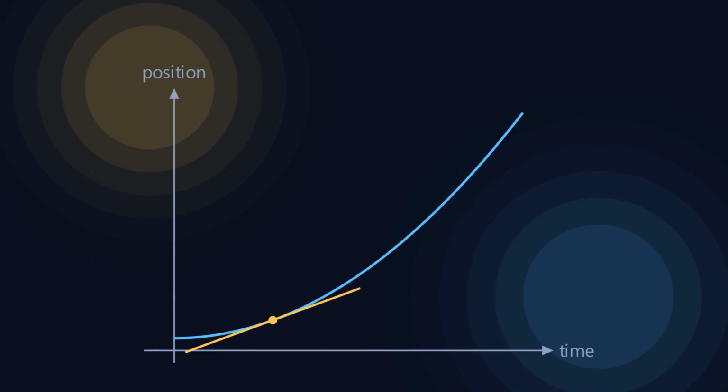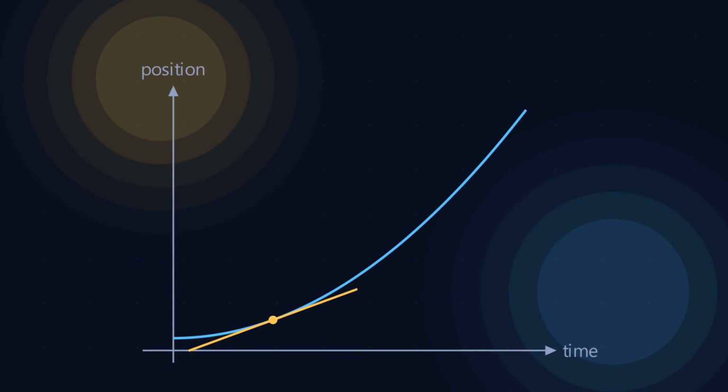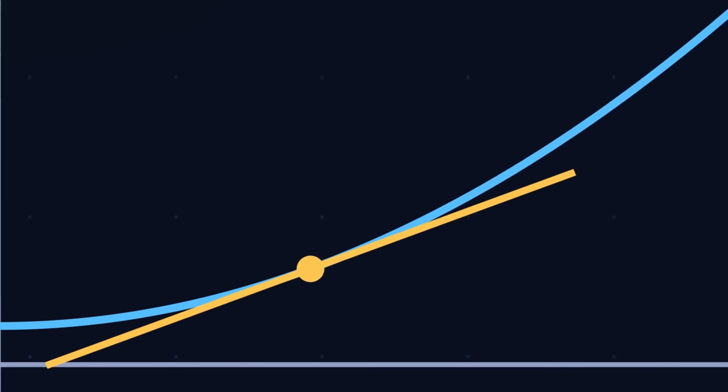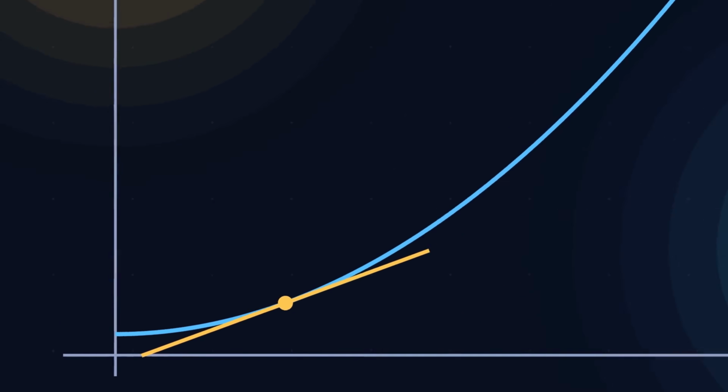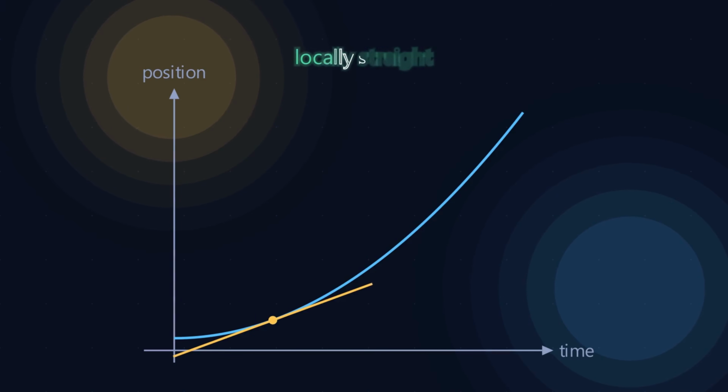Here is the intuition that makes it all click. Zoom in on any smooth curve, and it starts to look like a straight line. A derivative is what you get when a curve becomes straight, and you measure its slope.